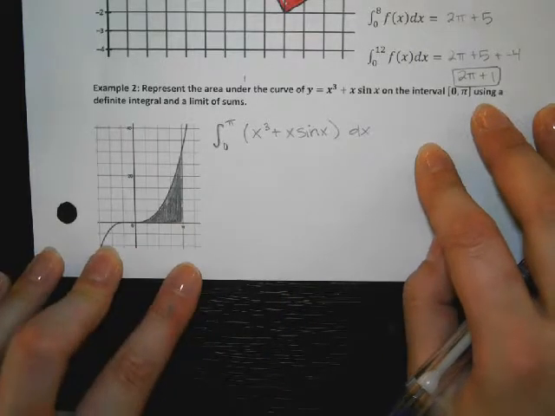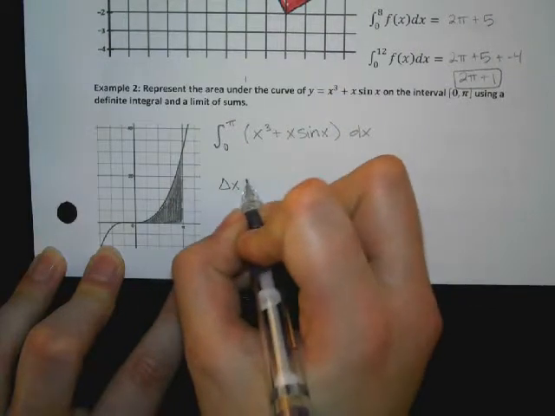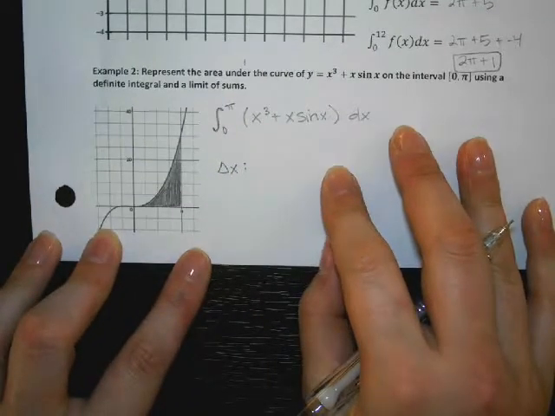Now we're going to go ahead and do the limit notation for that. So first when we do the limit notation, we're going to find our delta x. So how do we find delta x?